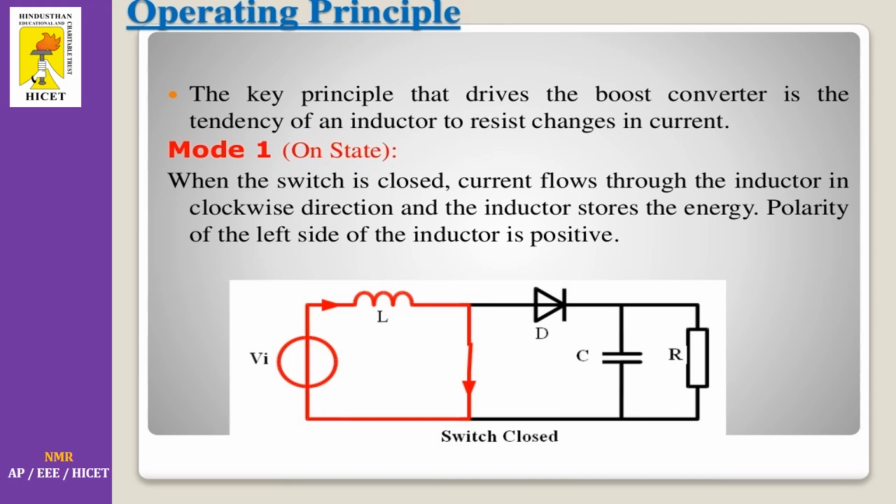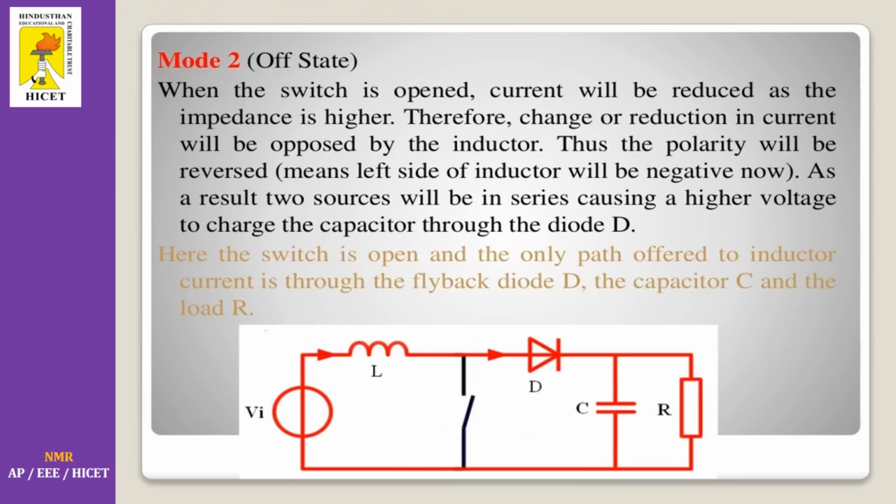Mode 1, on state. When the switch is closed, the current flows through the inductor in a clockwise direction and the inductor stores the energy. The polarity of the left side of the inductor is positive. Mode 2, that is off state. When the switch is opened, the current will be reduced as the impedance is higher. Therefore, the reduction in the current will be opposed by the inductor. Thus, the polarity will be reversed, which means the left side of the inductor will be negative.